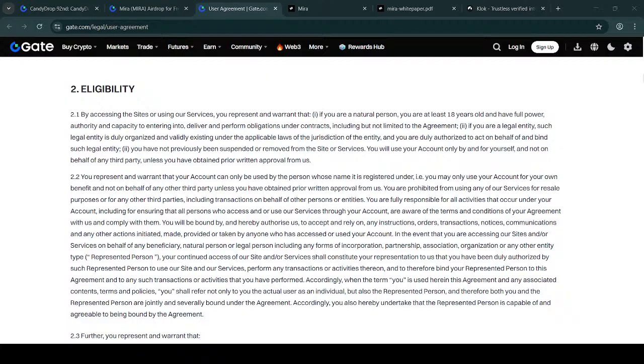You have not previously been suspended or removed from the site or service. You will use an account only for yourself and not on behalf of any third party, unless you obtain the prior written approval of the US, guys.